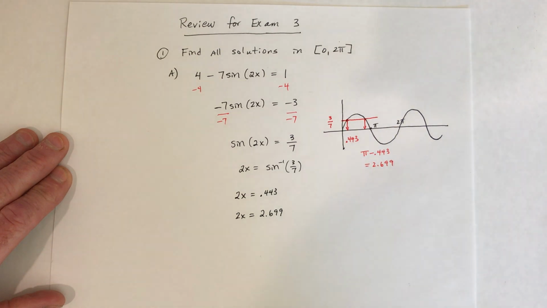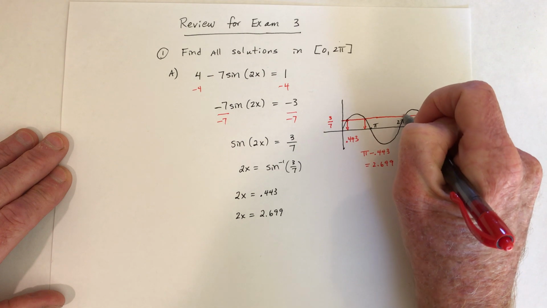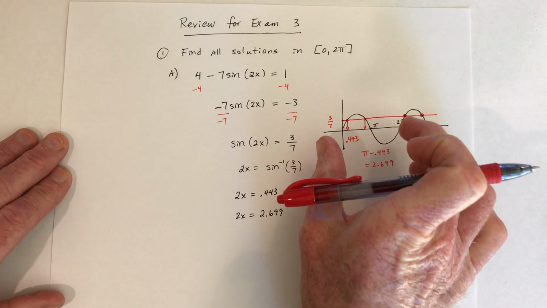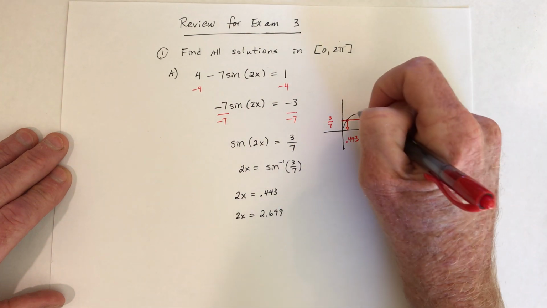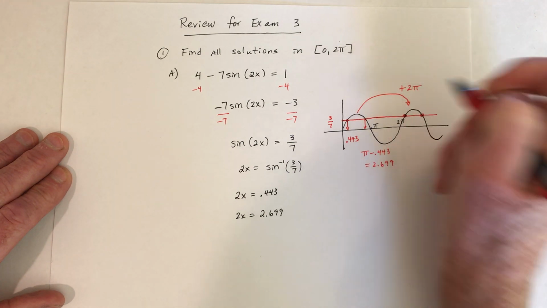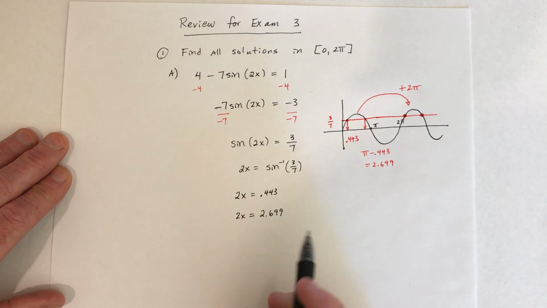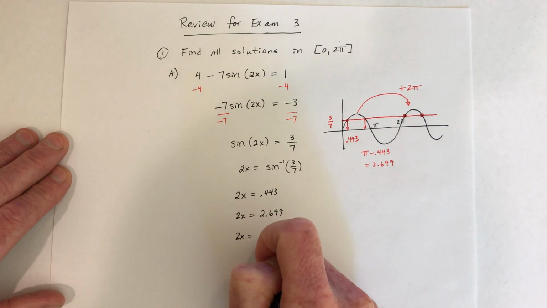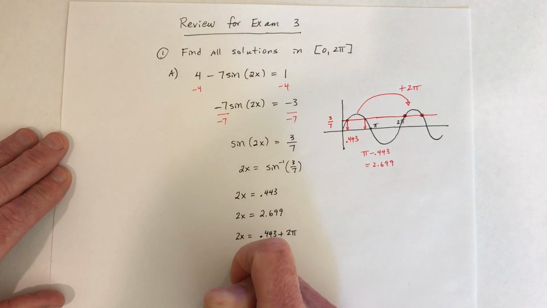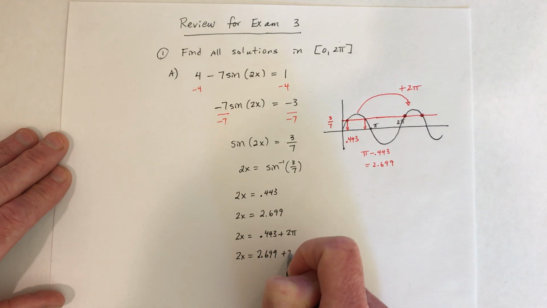So if you continue the sine graph out, and if you continue this horizontal line out, there's 2 more answers right here and right here. And because the period of sine is 2 pi, to get from these 2 answers to the next 2 answers, all you have to do is add on 2 pi. So for each one of these, add on 2 pi. So 2x equals 0.443 plus 2 pi. 2x equals 2.699 plus 2 pi.